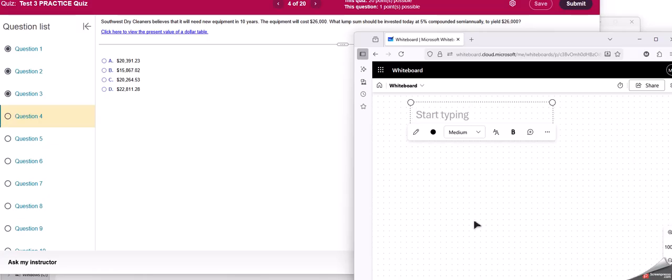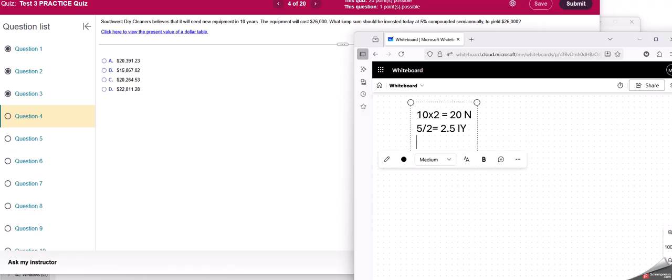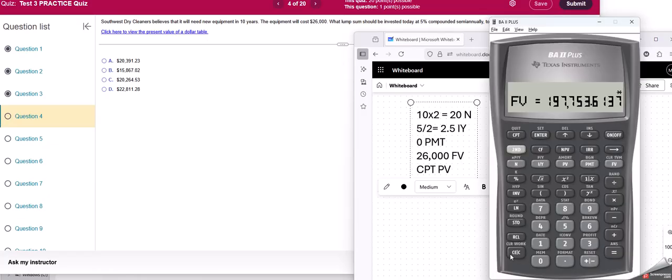And we've got 10 years, and it is compounding semi-annually. So 10 times 2 gives us 20 as our N. 5 divided by 2, again, 5% compounding semi-annually, 2.5 is our IY. What lump sum should be invested today tells us we're computing for the present value, so we'll skip over that. There's no payment yet, and that $26,000 is a future value. And then we will compute the present value. So again, always look for your keywords to know what you're looking for.